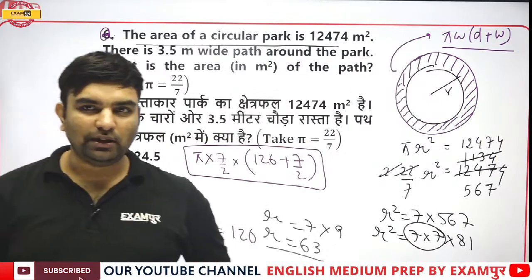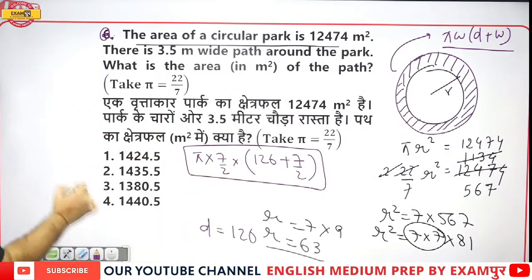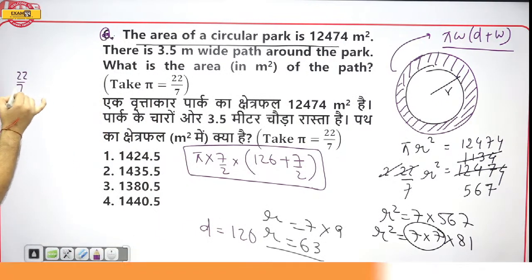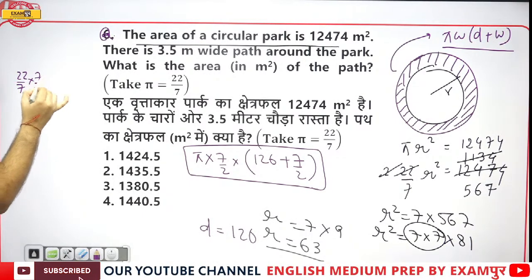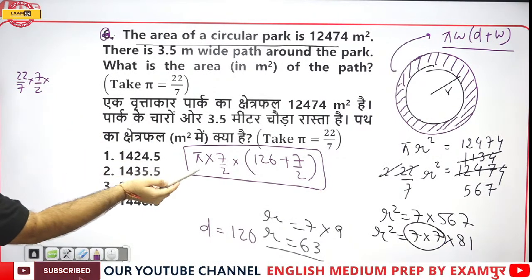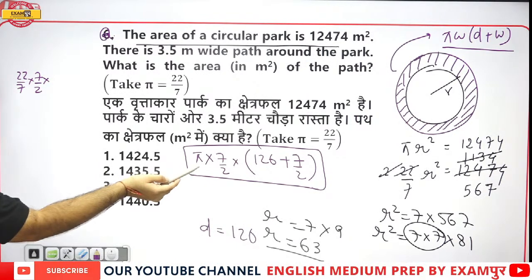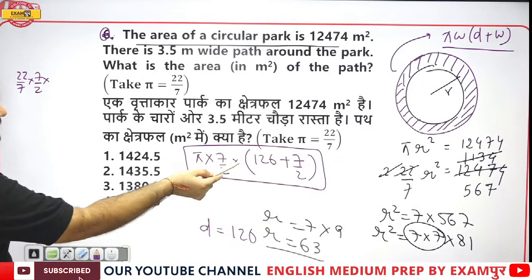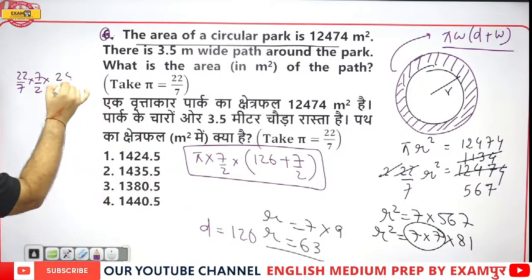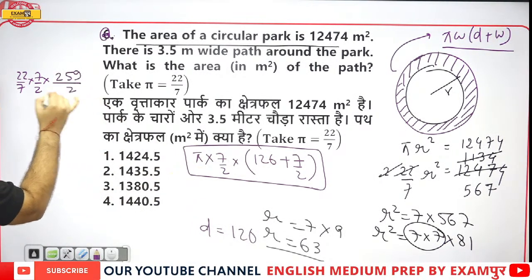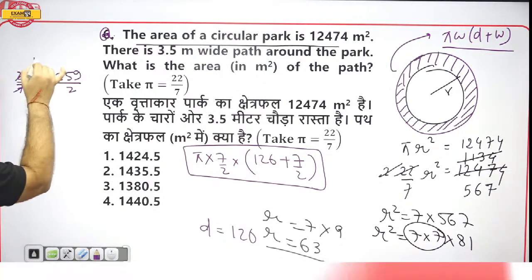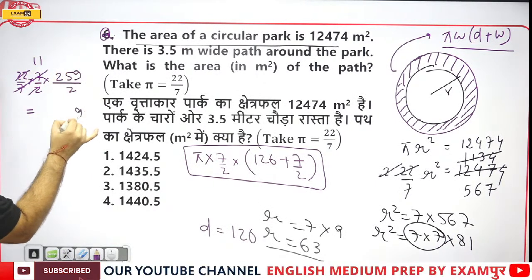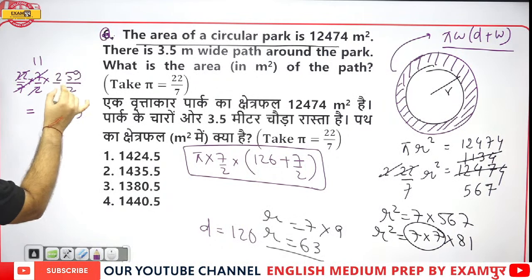Do you want me to solve this? If yes, then 22 by 7 into 7 by 2 into how much? 252 plus 7, 259 divided by 2. 9, 9 5s are 14, 1.